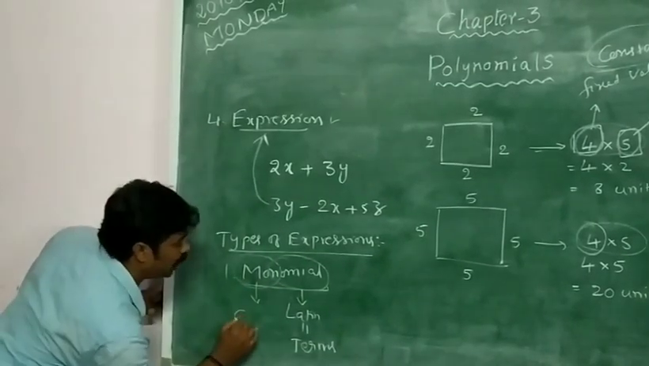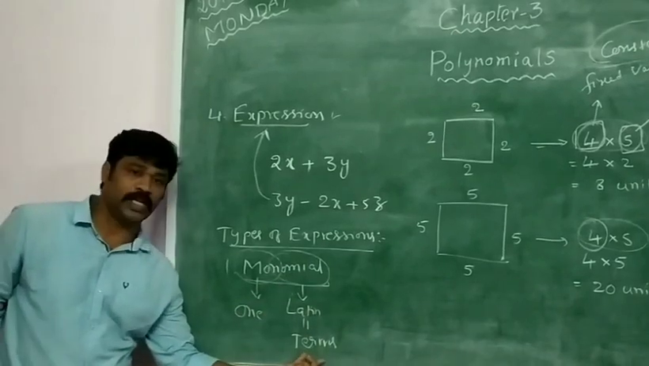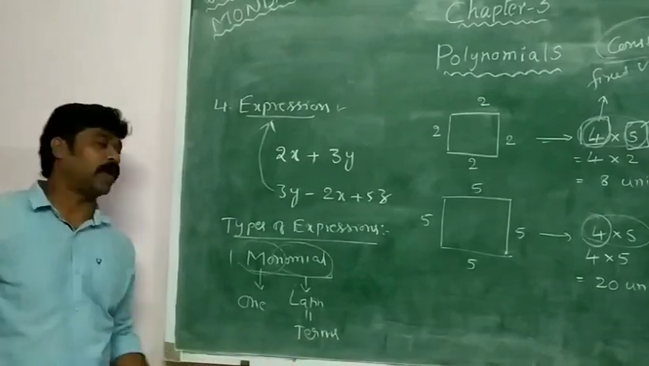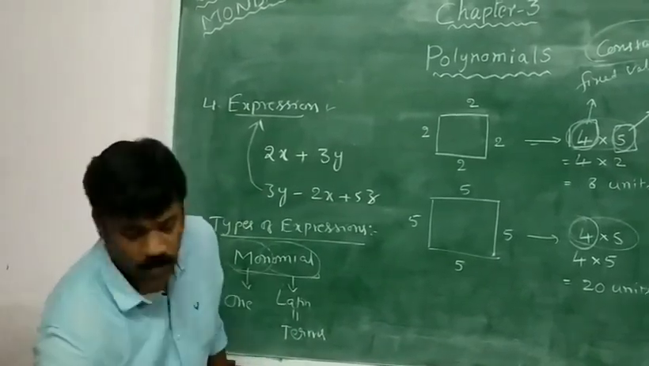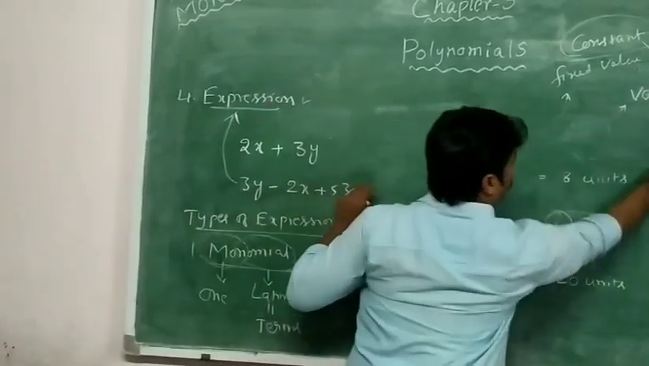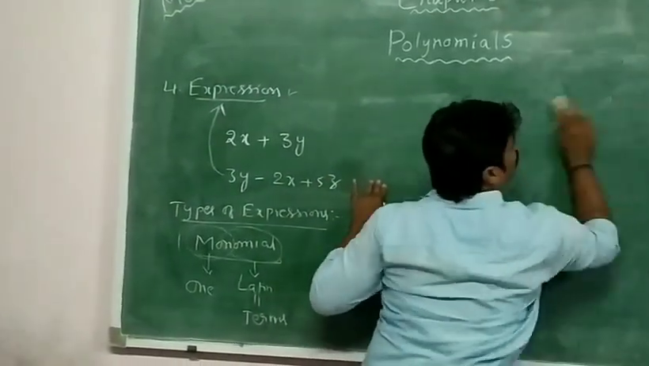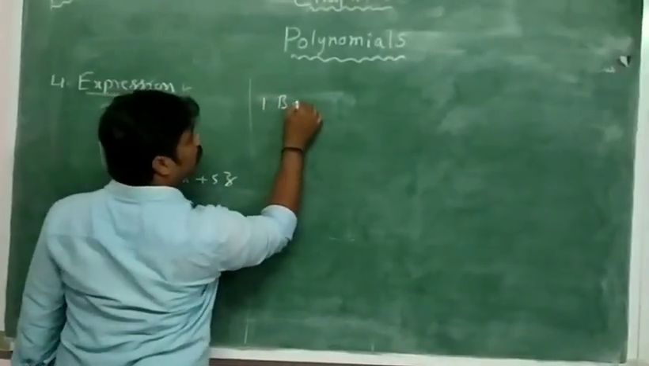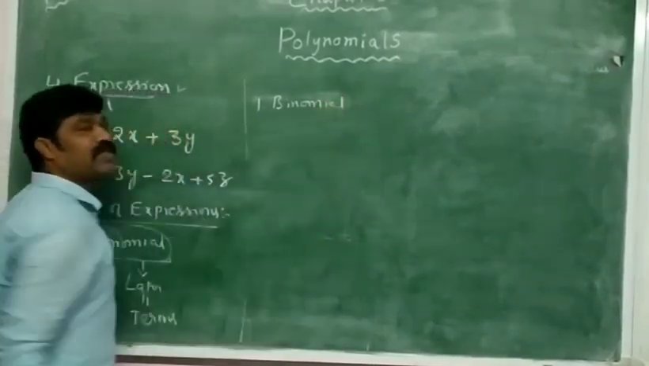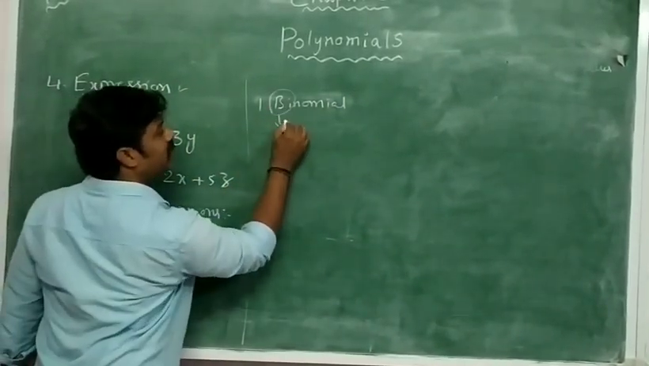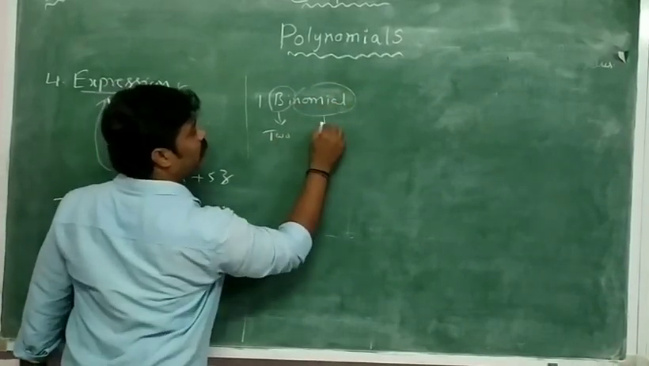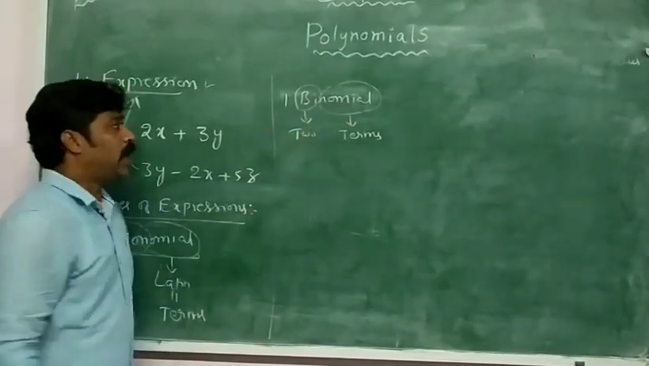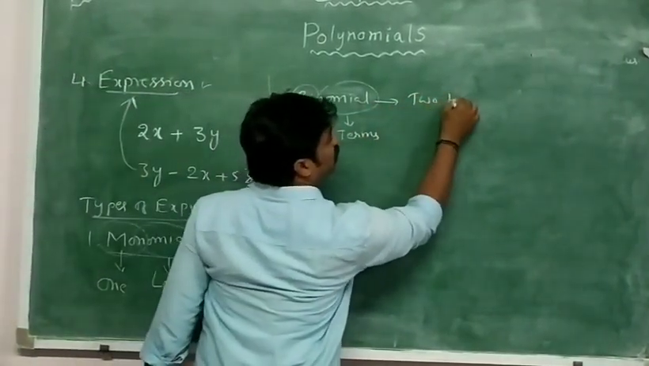Mono is one or single, and nomial is nothing but terms. So a monomial is an expression containing only one term. Similarly, the second one is a binomial. Here also, bi is nothing but 2 and nomial is nothing but terms. So any expression that contains two terms, we call a binomial. A binomial consists of two terms.